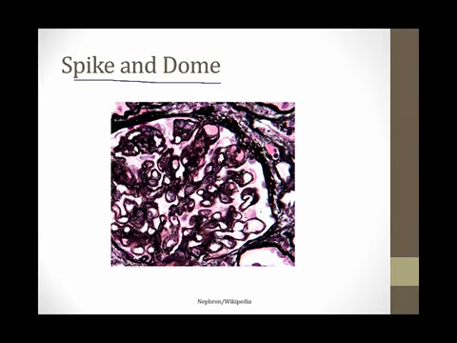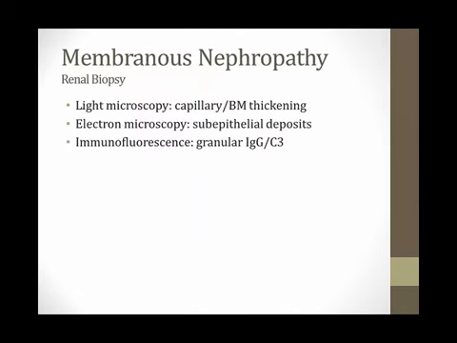If you focus on the edges of some of these glomerular capillaries, you can see little spikes like what I'm marking with my pen here. Those spikes are pieces of basement membrane that have been laid down between immune complexes. So just to summarize the renal biopsy findings in membranous nephropathy, on light microscopy you see capillary and basement membrane thickening. On electron microscopy you see subepithelial deposits, those electron-dense deposits. And on immunofluorescence staining you see a granular pattern, especially when stained for IgG and C3.